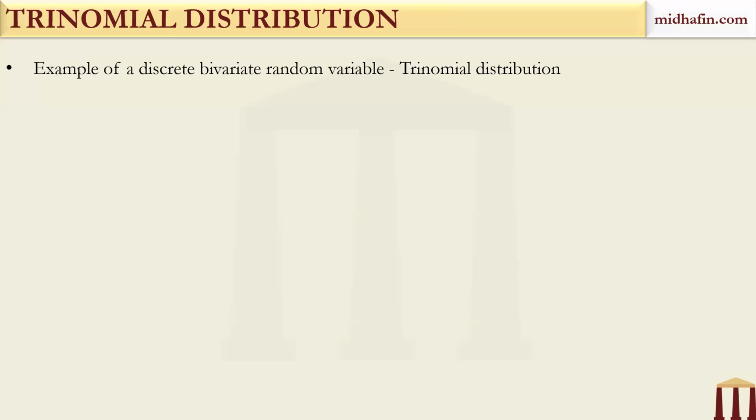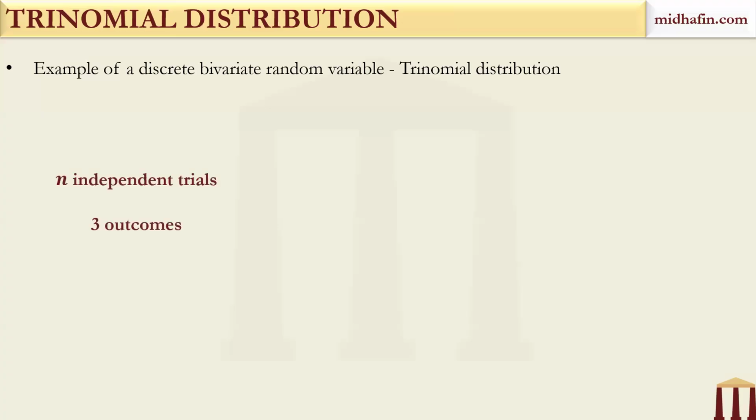Just like the non-occurrence of one of the events, for example no default, is implied from the occurrence of the other event, default. So both are mutually exclusive and also exhaustive, because there are only two outcomes in that experiment. So if we take the trinomial distribution as an example of a bivariate random variable, we can have it like this.